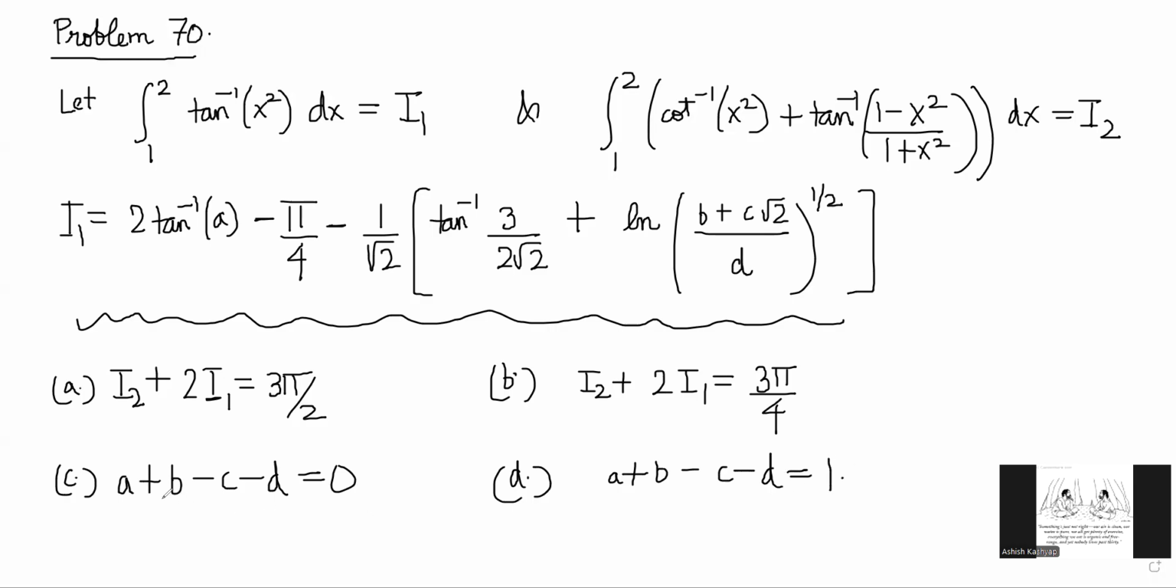So basically, you have to find a connection between I2 and I1, and you also have to find the constants A, B, C, D that are present in the integration of I1. When you integrate I1, you will get this long, complicated expression, and there are 4 constants there. You need to find those 4 constants. So first we'll approach the first part of the problem and try to find a connection between I1 and I2. So let's think about that.